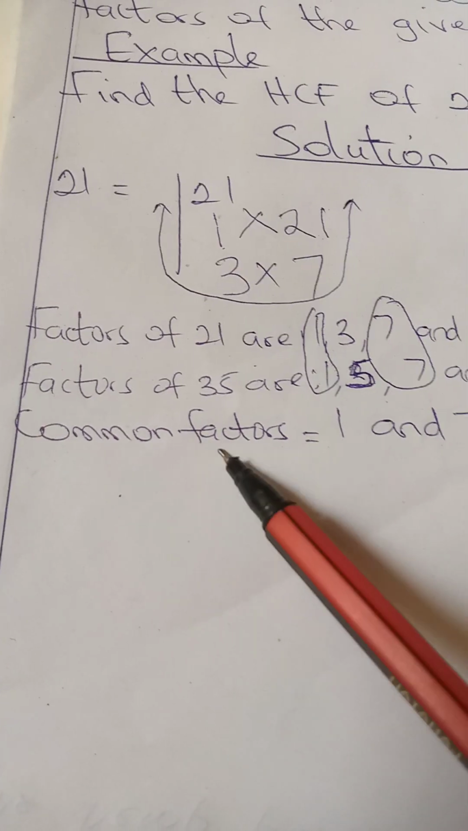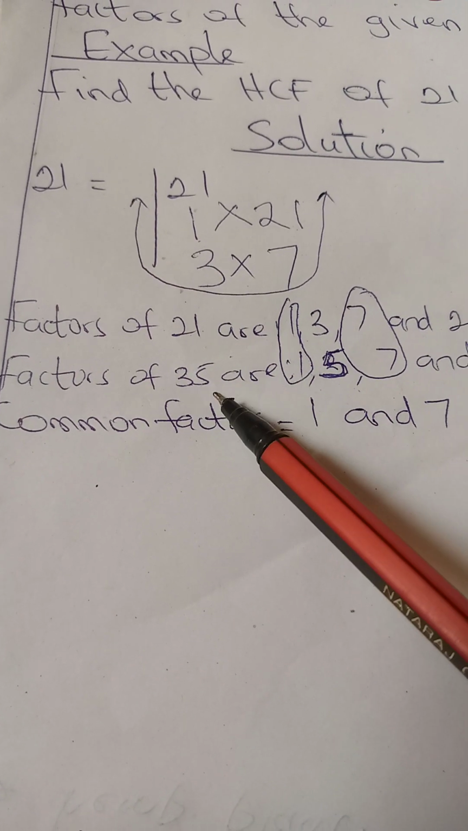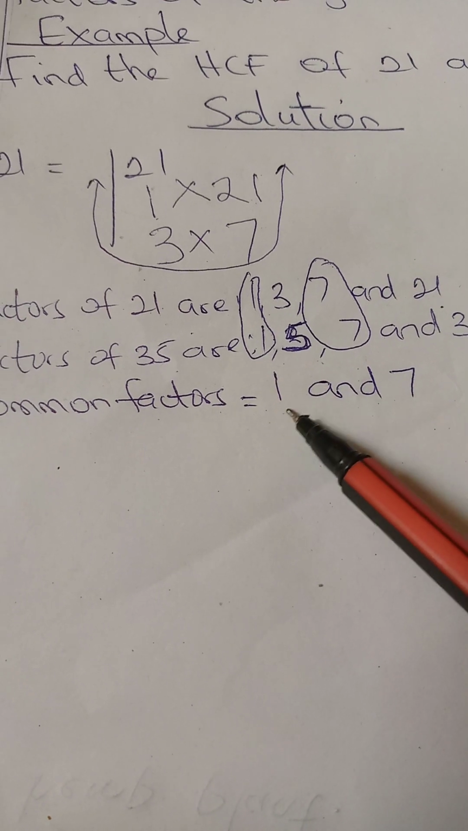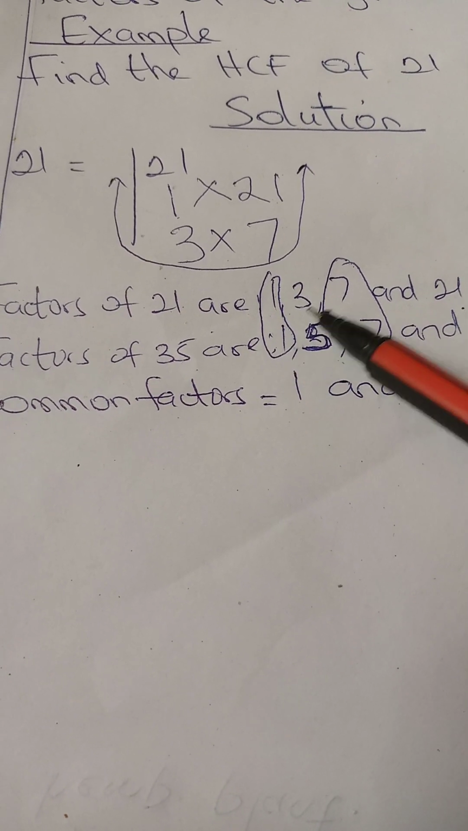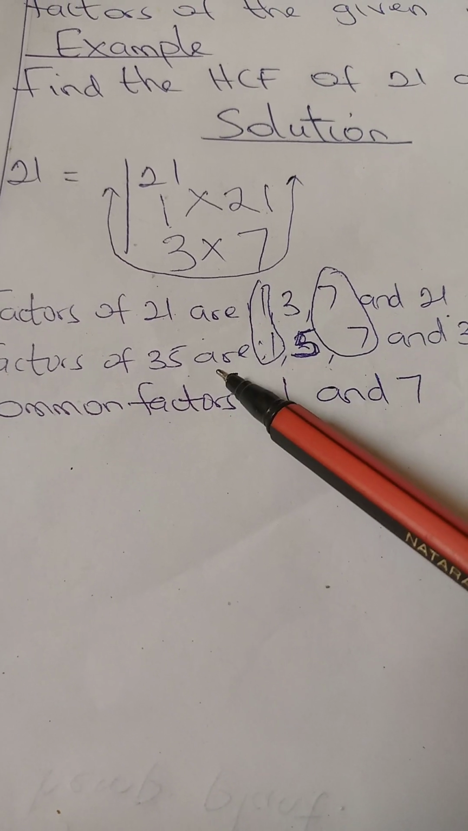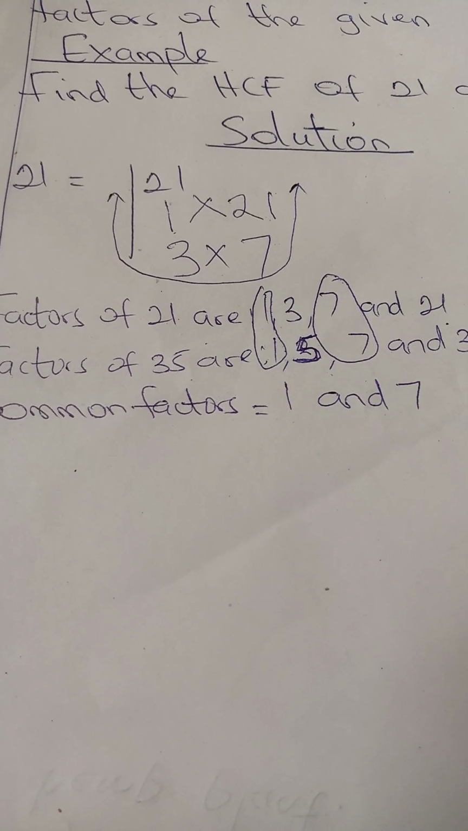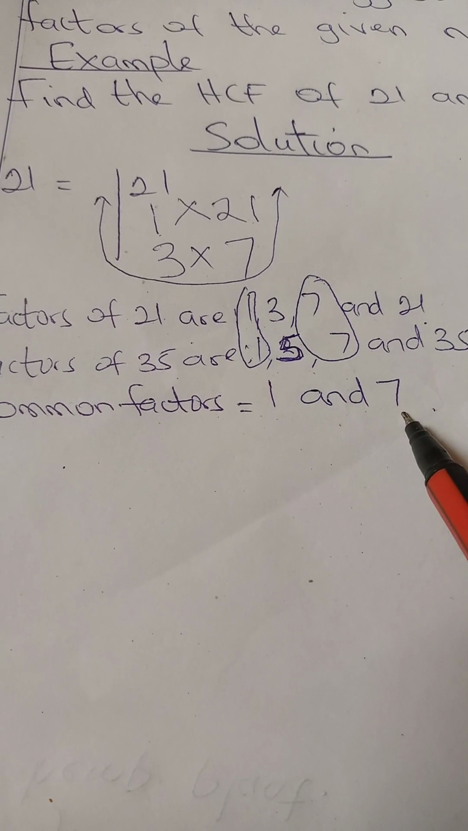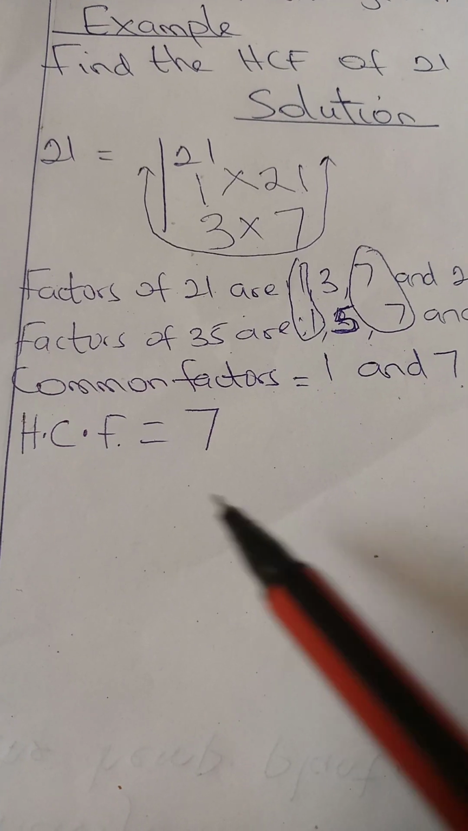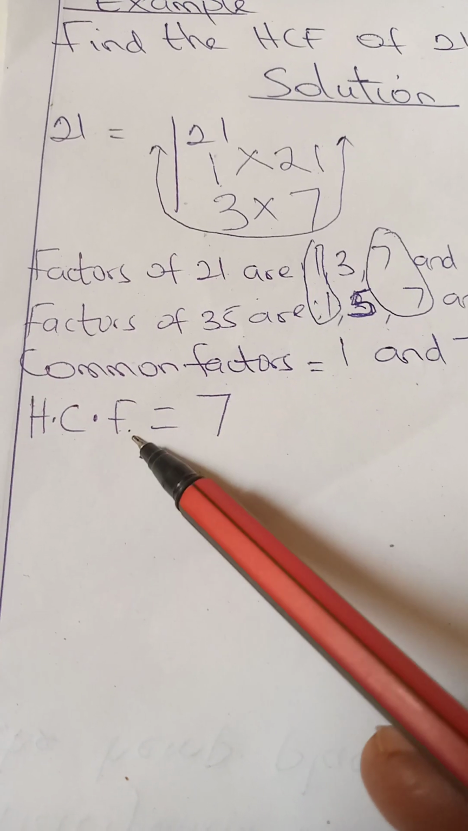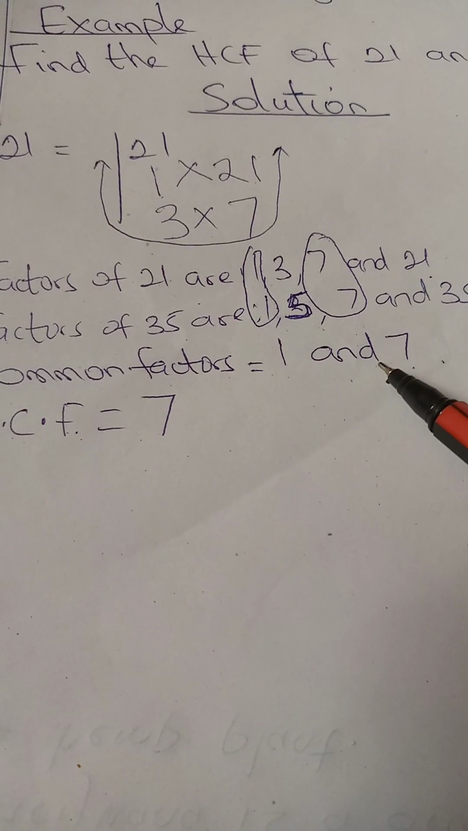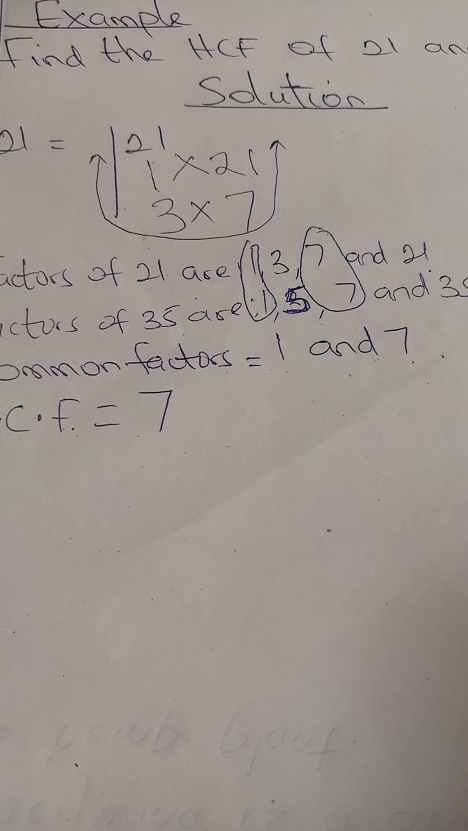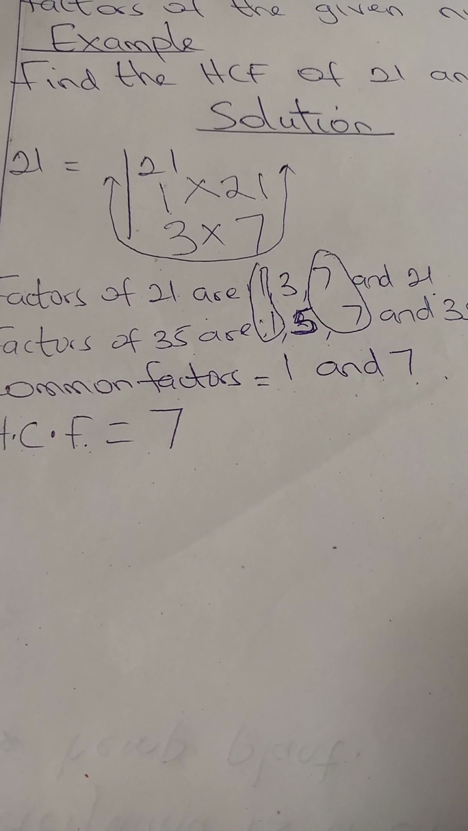The common factors of the numbers 21 and 35 are 1 and 7. 1 and 7 are both common to the factors. So for me to get the highest common factor, I'll look at the highest number. The highest common factor, which is HCF, is 7. That is, 7 is the biggest of the common factors of the given numbers.